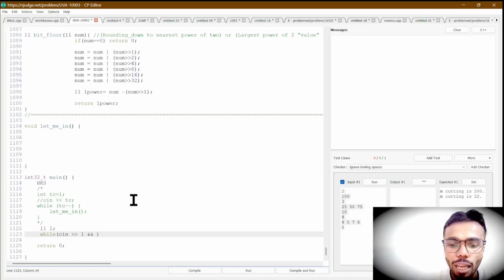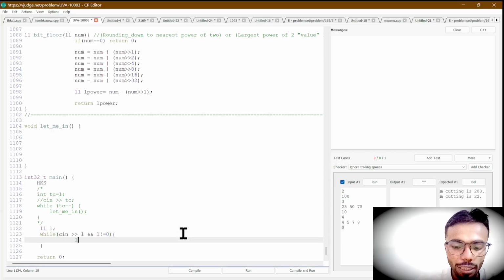When L is not equal to 0, we continue; the moment it becomes 0, we end the test cases. That's how we define the condition. And then we'll just call our function. In this function, guys, because I need to give L, I must declare L here.